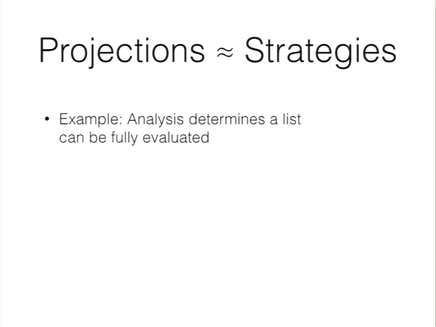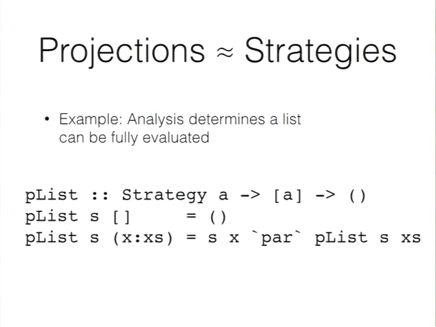Okay? So, just as an example strategy, let's say our analysis determines a list can be fully evaluated. A strategy for this takes another strategy that you're going to apply to the elements. It takes the list and returns unit, because its only job is to evaluate the structure. It's not trying to give you a meaningful result. It just wants to evaluate the structure to some depth. So we recurse over the list, and for every element, we use the passed strategy on the element items.